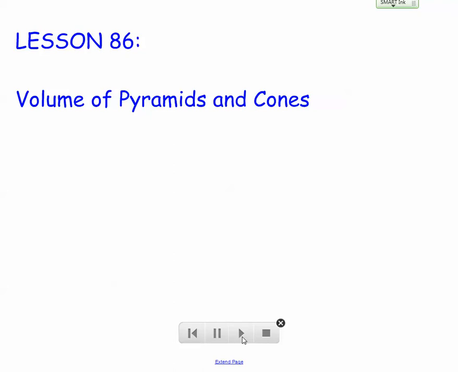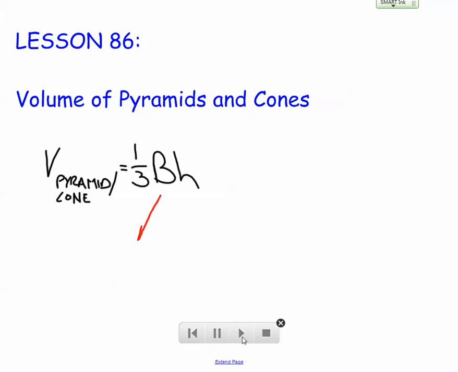We've already done volume of prisms. We know that the volume of prisms is the area of the base times the height of the prism. And you're going to see how this one is very, very similar. The volume of a pyramid or cone is 1/3 the area of the base times the height of the prism.